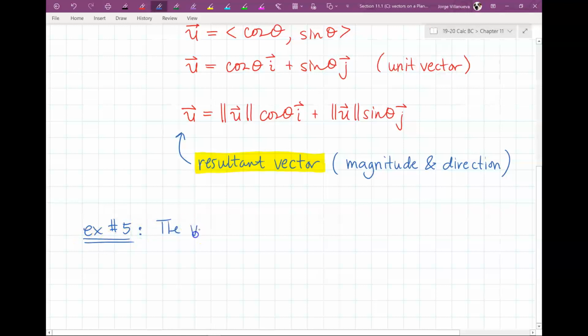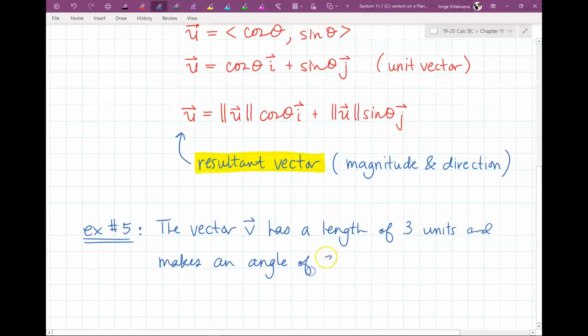So the vector v has a length of 3. Now this is supposed to be an easy one, okay? So it has a length of 3 units and makes an angle of 30 degrees with the positive x-axis.